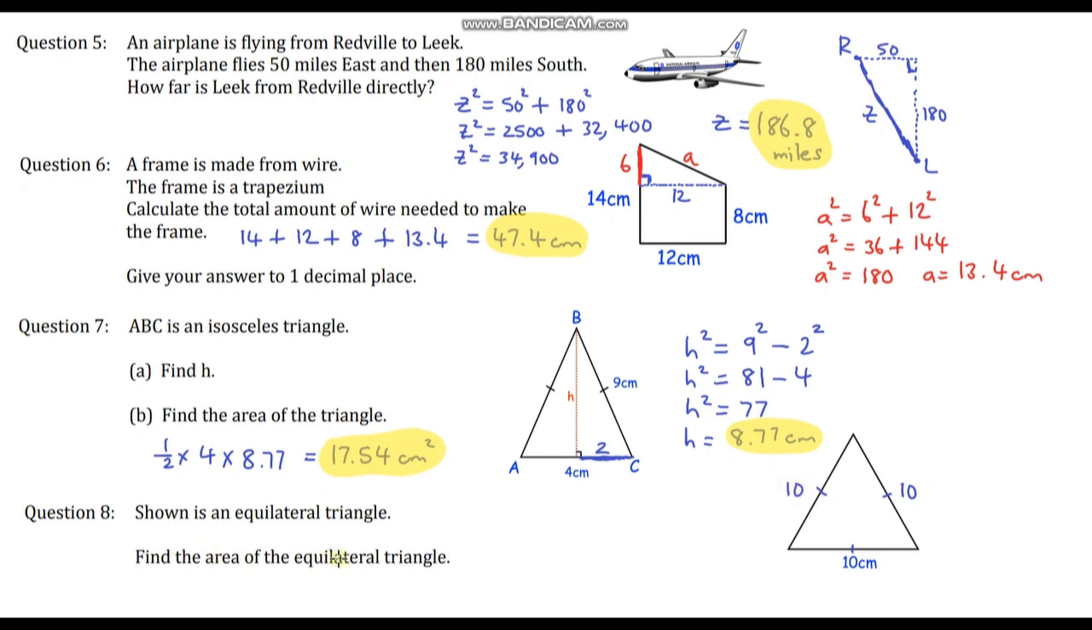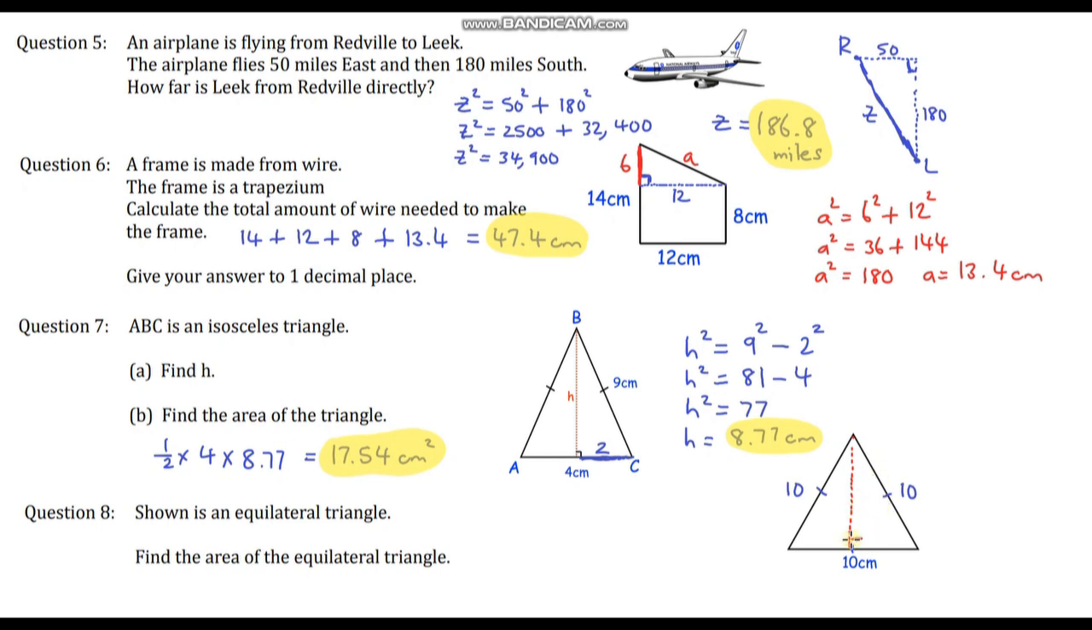Now we know to calculate the area of a triangle, we do half base times height. At the moment, we don't have the height. Don't be tempted to use 10 as the height. So the height is the perpendicular height. It's that height there, which is clearly not 10. So we need to work out what this height is.